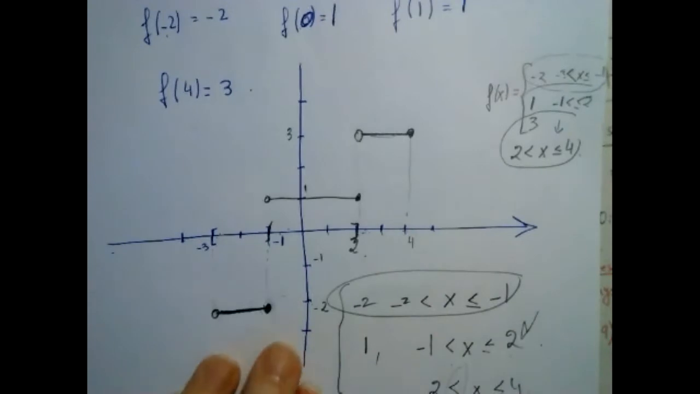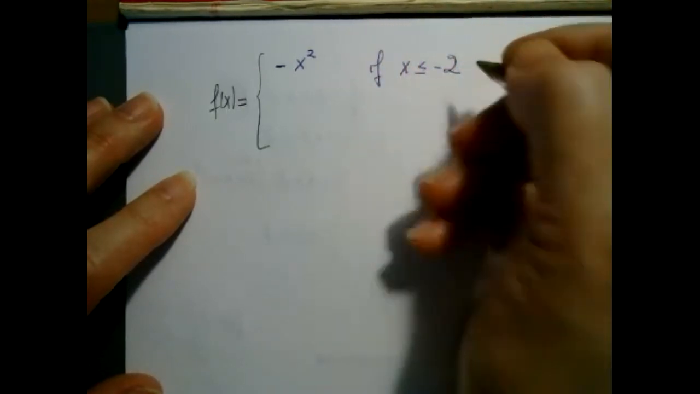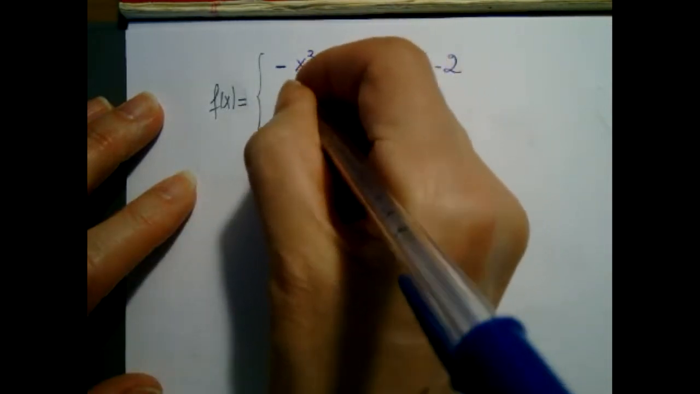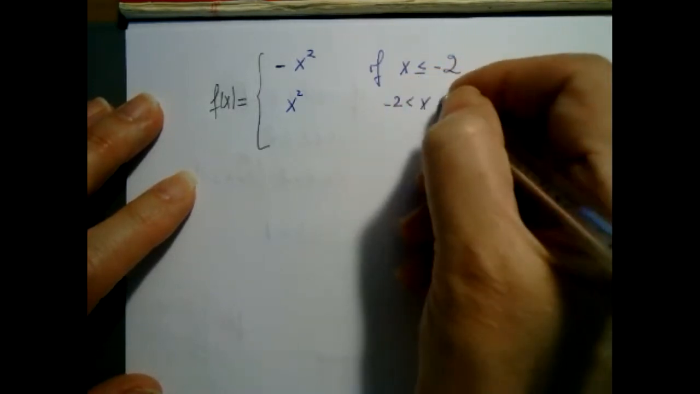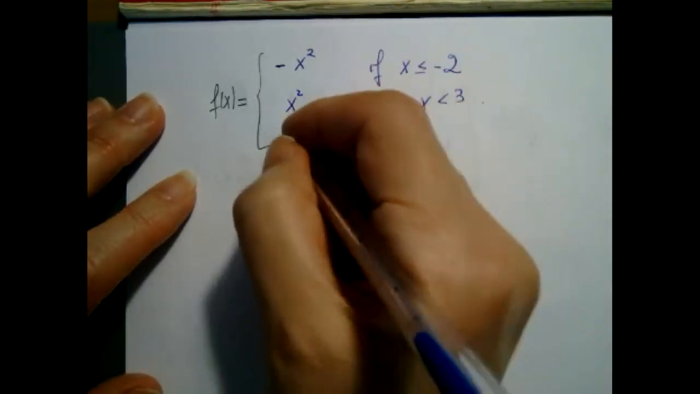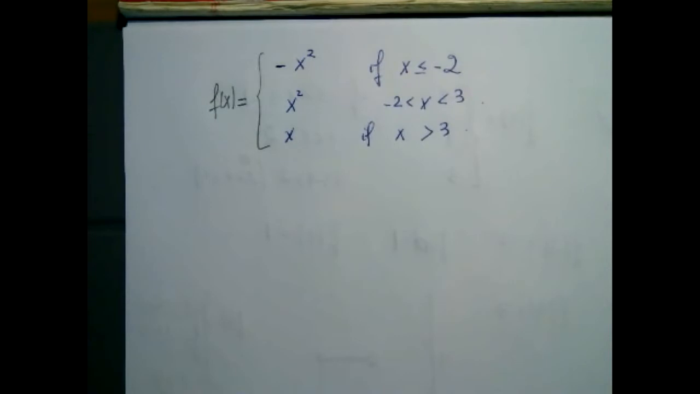Now, let's look at number 7. Again, it's a bunch of pieces. So this is my function: f of x equals minus x squared. We've never sketched minus x squared in class, but I will do it in a second. That's if x is less than or equal to minus 2, and it's x squared when x is between minus 2 and 3. As I said, piece by piece, and then the last piece if x is larger than 3. So that's really what they are giving me, and that's what I want to work with.